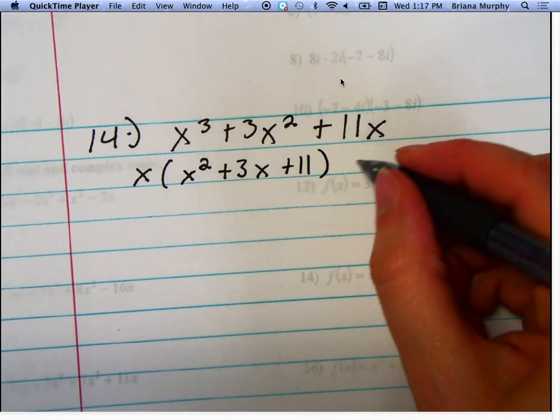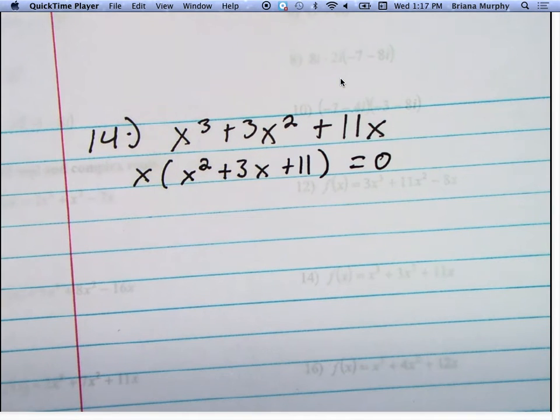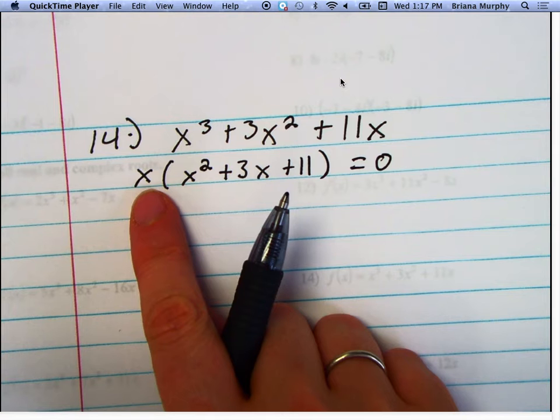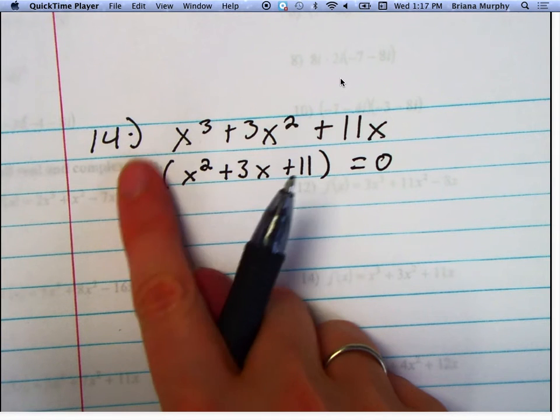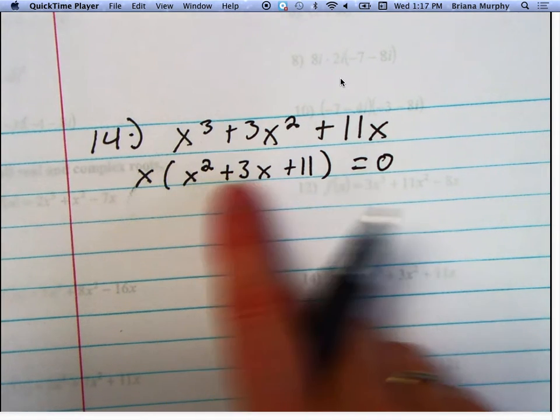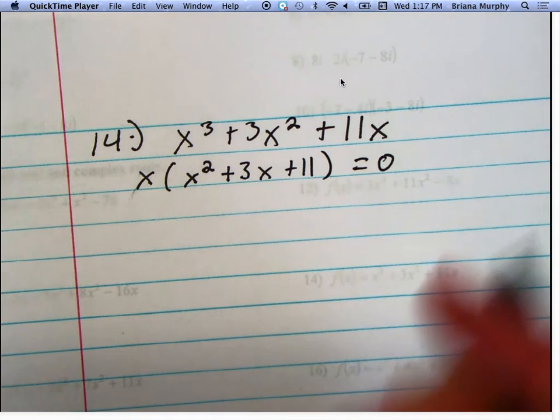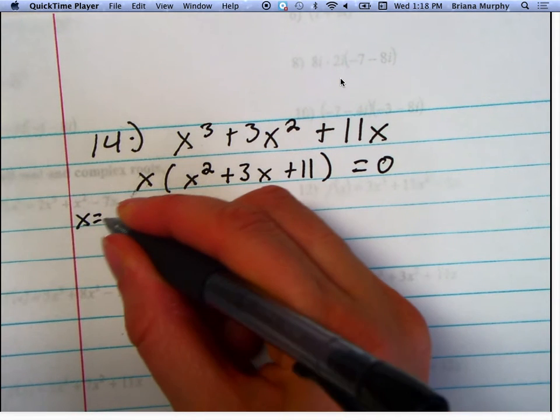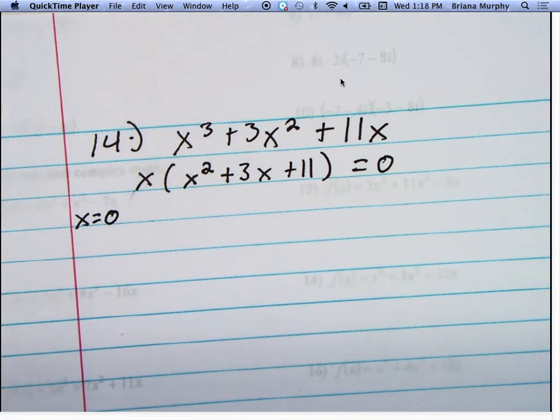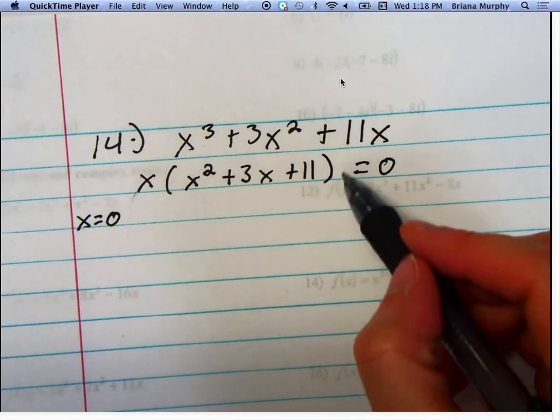And we're going to set it equal to 0, because the problem states that it wants me to find my roots, my zeros, my solutions. Okay? So do we agree if we put a 0 in for x, that this whole thing would be 0? Yeah. So do we agree that one of the solutions is going to have to be x equals 0? Okay.